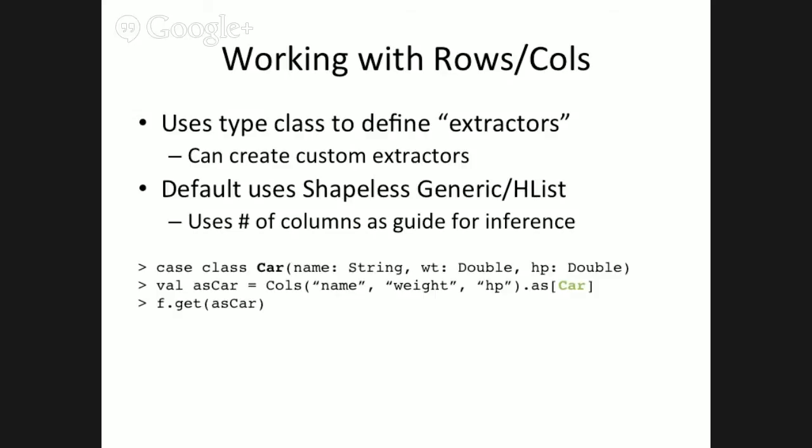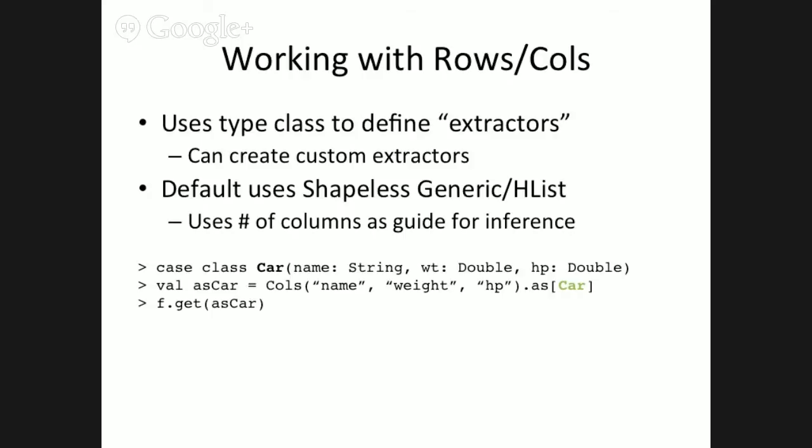So here's a little example where we have a car case class with three fields. We basically define our cols outside of here. Cols doesn't actually get any data by itself. It just creates a description of how to get the data out of the frame. And you can see here, we say "as car." This is thanks to Shapeless. Shapeless has this thing called Generic. Given a car, we know how to turn that car into an HList and how to turn an HList back into a car. So we can figure out how to actually extract those values.